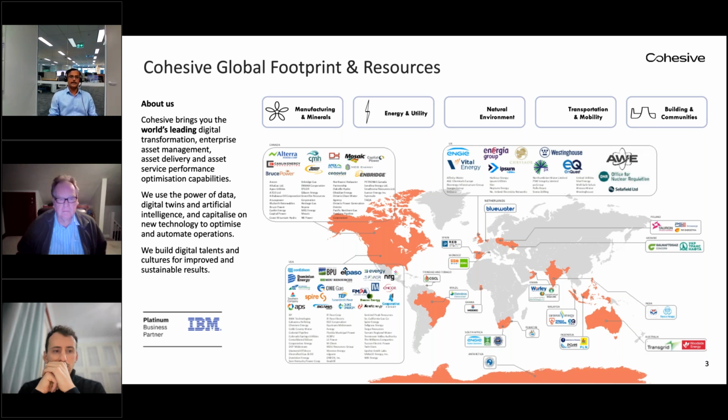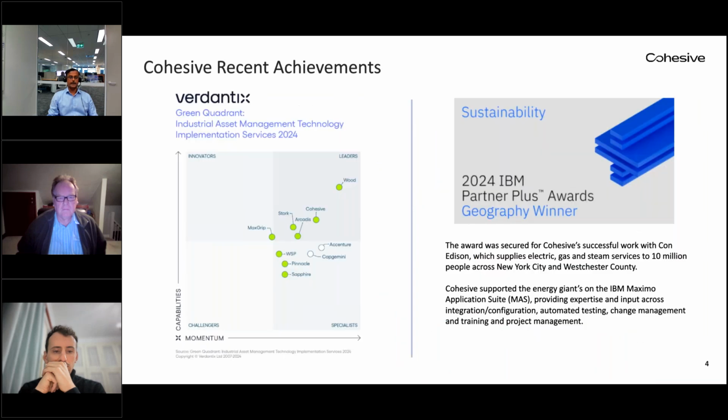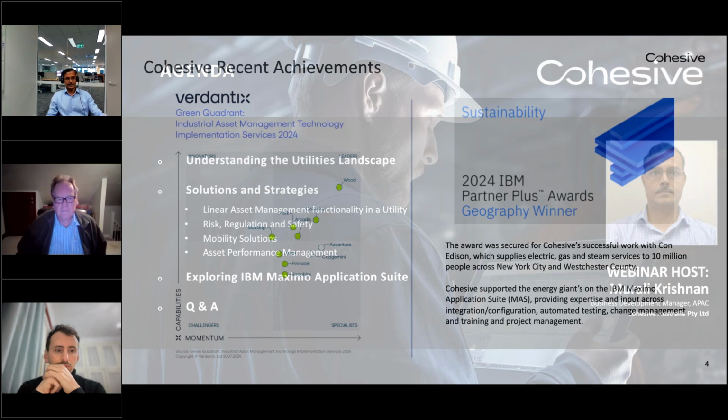Some of the recent achievements to convey: we are industry leaders in asset management technology and implementation services. We are in the leader quadrant as per the Verdantix survey for 2024. And from IBM, we have been awarded the Partner Plus for providing sustainability software for one of the blue chip utility companies in the US. So you're in safe hands on the asset management side of services and on the digital integration side.